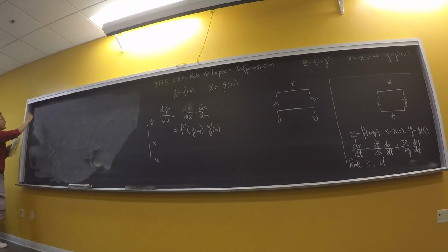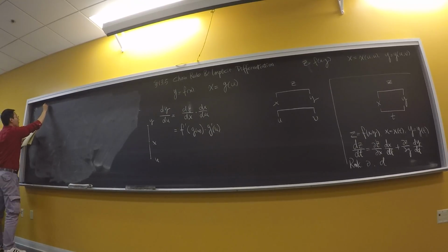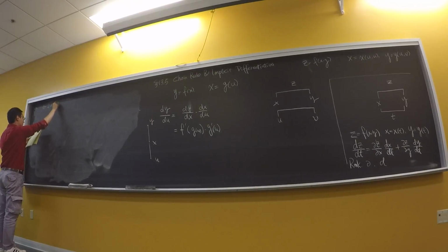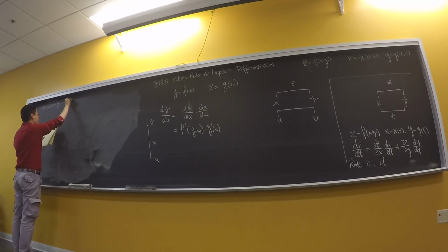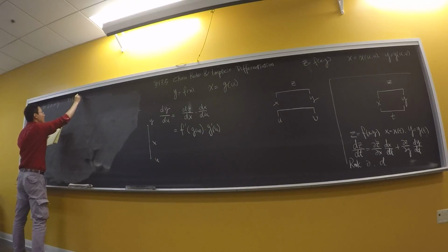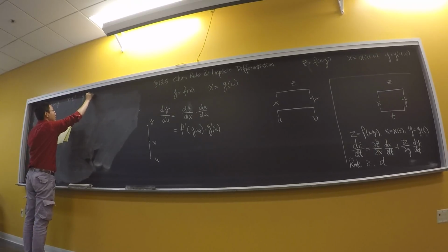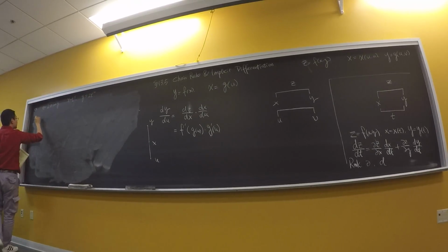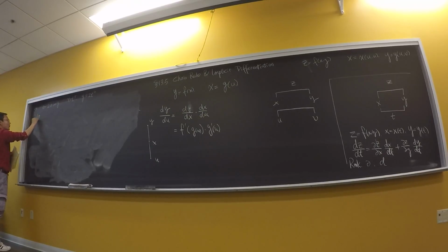So let's say I have z is equal to 2x cosine y, x is equal to t to the 5, y is equal to 2t to the 4. So I want to compute dz over dt. So who do I want to look for? Jonathan. Is Jonathan here? Okay, so I'll work with you.